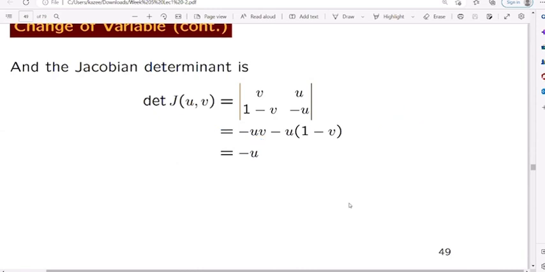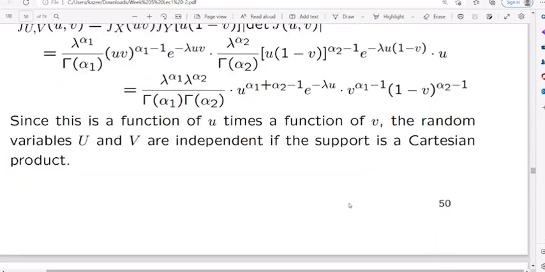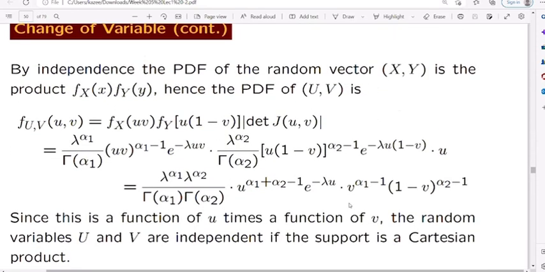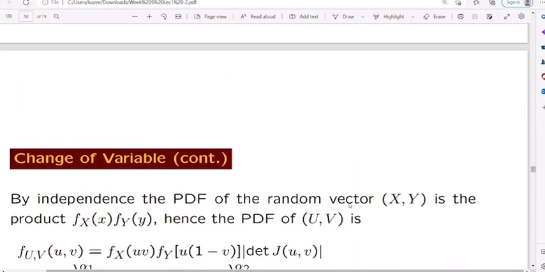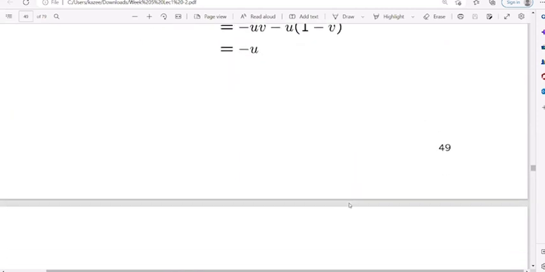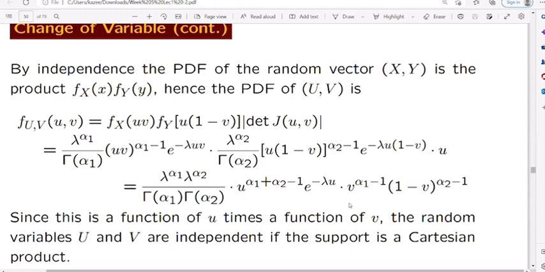It's super easy, right? You find the determinant of 2 by 2. And after finding the determinant, what are you going to do next? We're now going to go back. I want you to follow this squarely now. You're going to go back into the PDF original function.